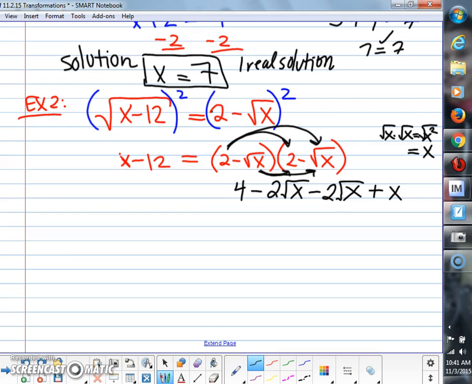Okay, so that was kind of complicated, right? It's all new. But just pretend they're x's. Alright, so I have x minus 12 is equal to 4 minus 2 square roots of x, minus 2 square roots of x, plus x. Can I simplify the square roots of x? Yeah, so what does that become? Good. So this should actually be 4 minus 4 square roots of x plus x is equal to x minus 12. Now what do we do?